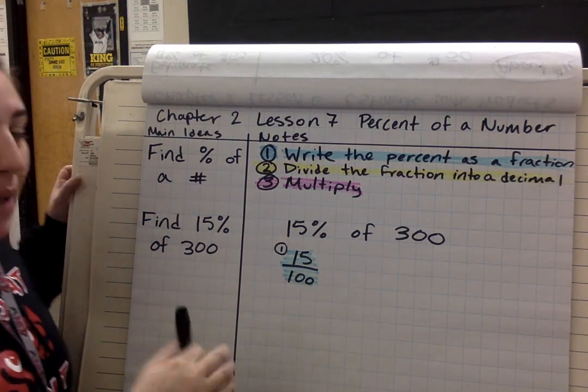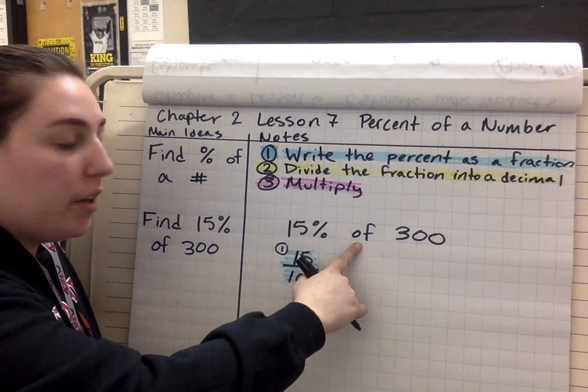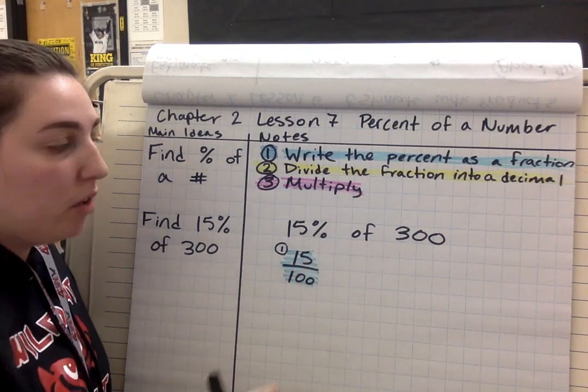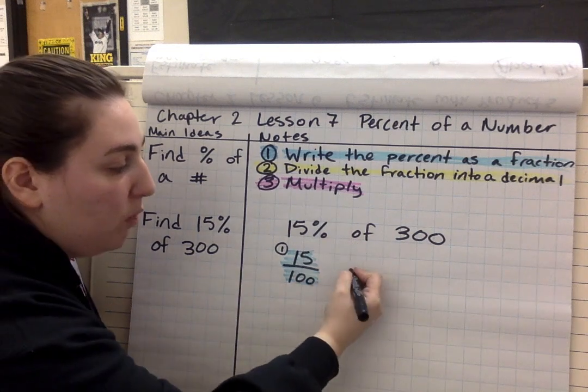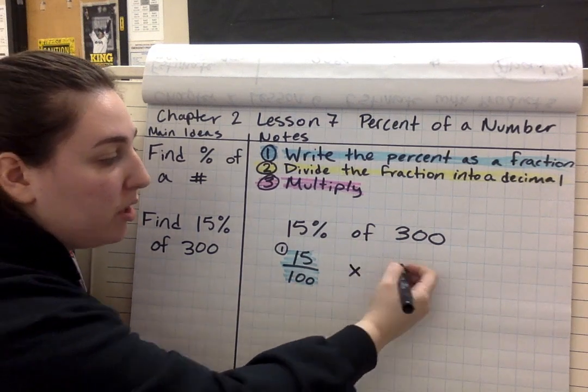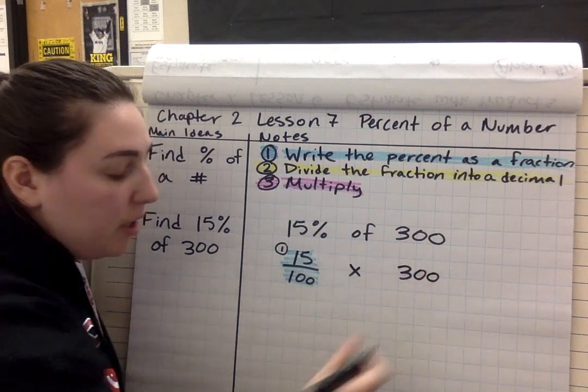Okay, and then in math, when you see the word of, you should always think multiply. So when you see of, we're going to write a multiplication sign, and we're just going to drop down the number 300.